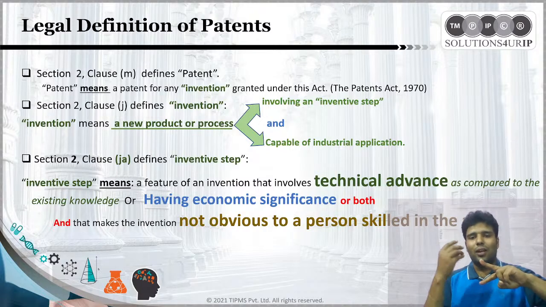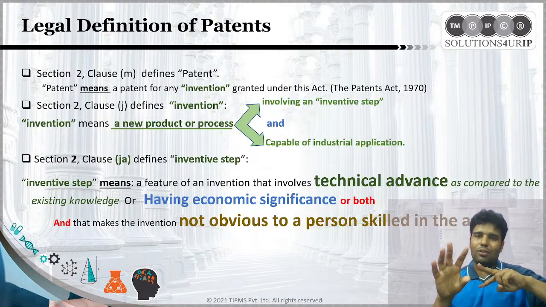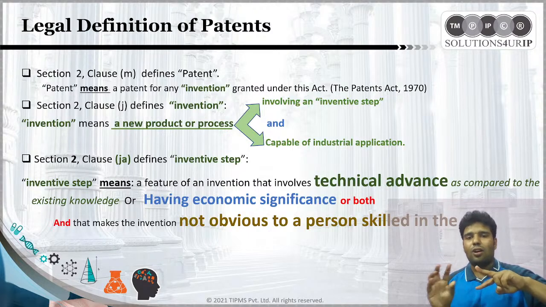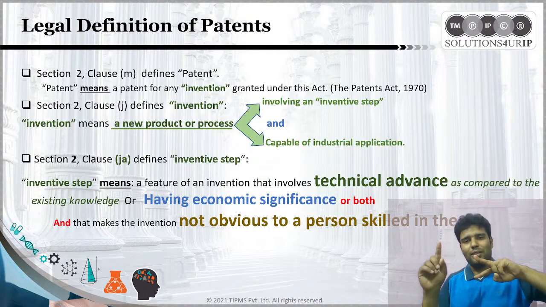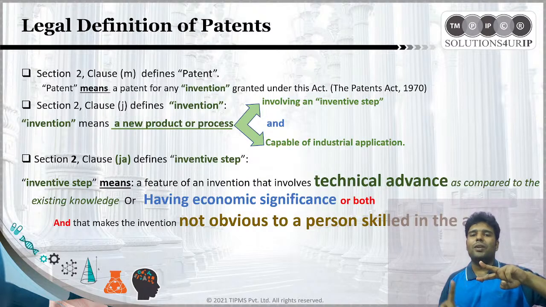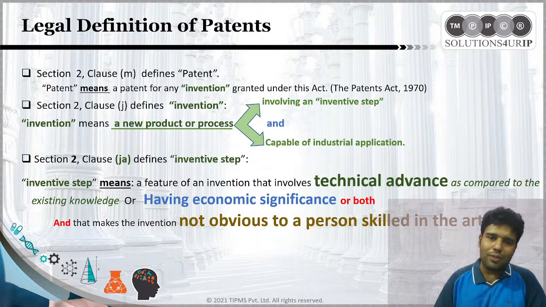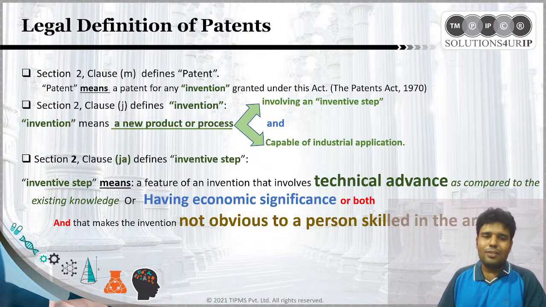Whether it is technical advance or economic significance, any one of those, but it must and should be not obvious to a person skilled in the art. Technical advance or economic significance and not obvious to the person skilled in the art. These are the key terms for defining inventive step. Understood? Having said that, try to remember these three definitions, section 2(1)(m), 2(1)(j) and 2(1)(ja). Definitely they are going to be useful for the exam.